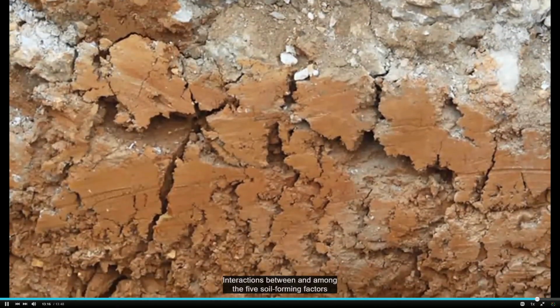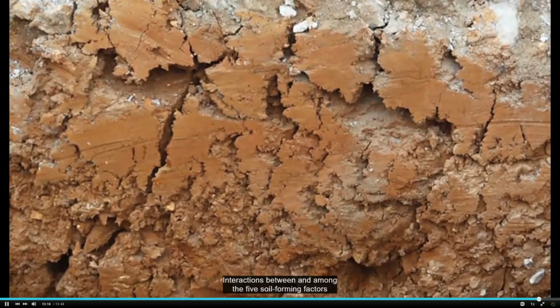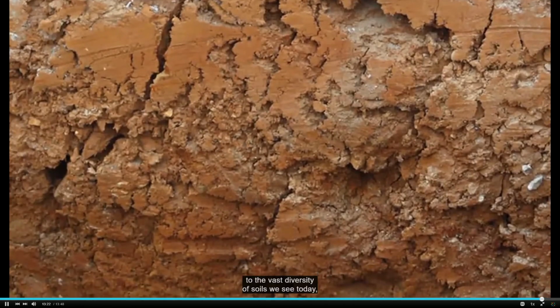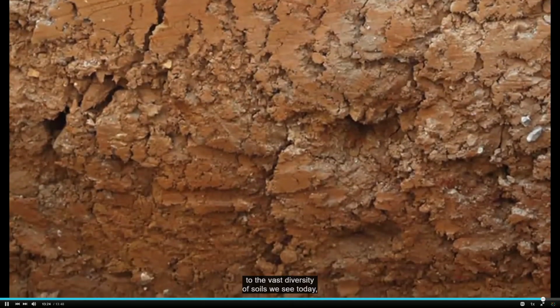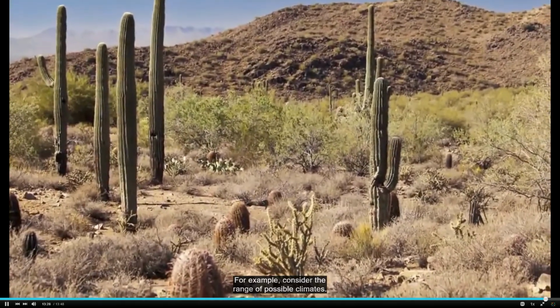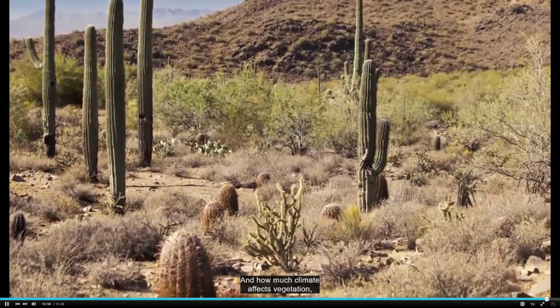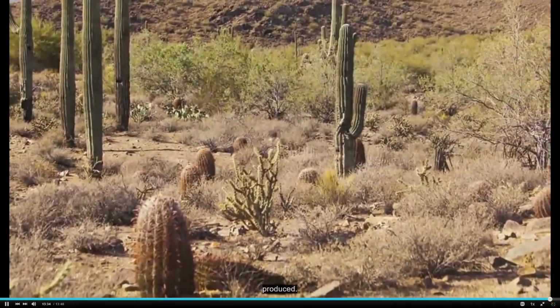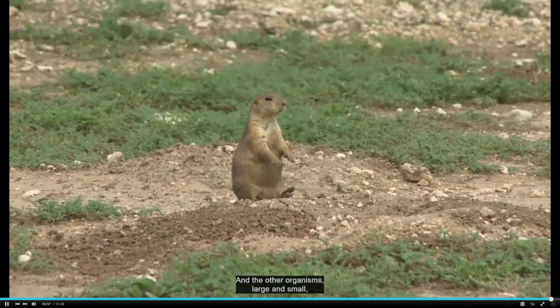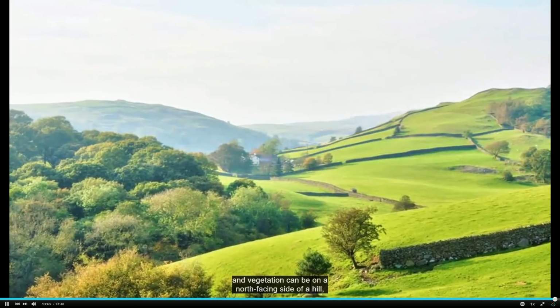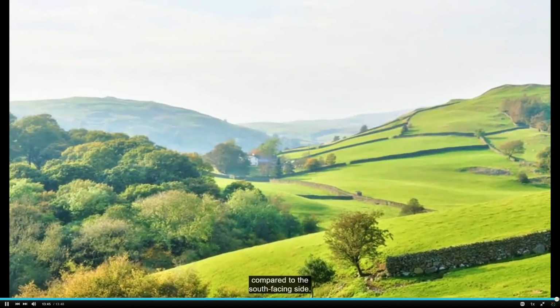Interactions between and among the 5 soil-forming factors are many and complex. These interactions give rise to the vast diversity of soils we see today. For example, consider the range of possible climates and how much climate affects vegetation, which in turn affects the amount and type of organic matter produced, and the other organisms, large and small, which inhabit an area. Or consider how different temperature, moisture, and vegetation can be on a north-facing side of a hill compared to the south-facing side.